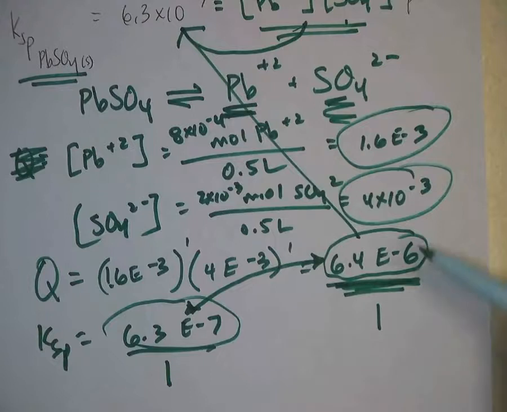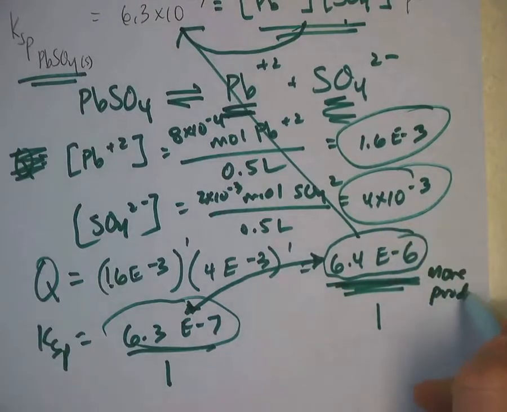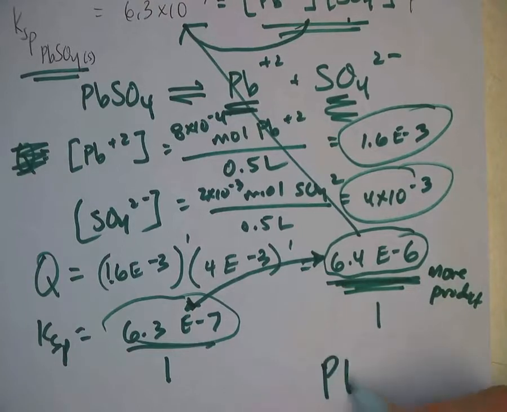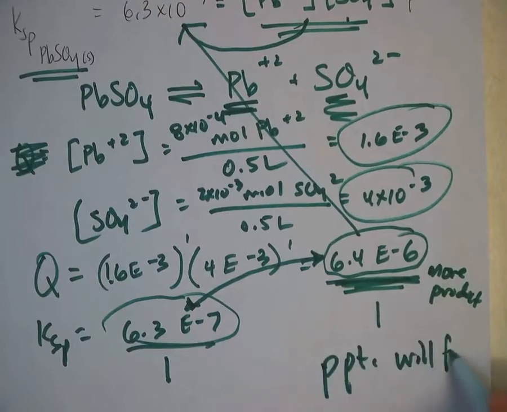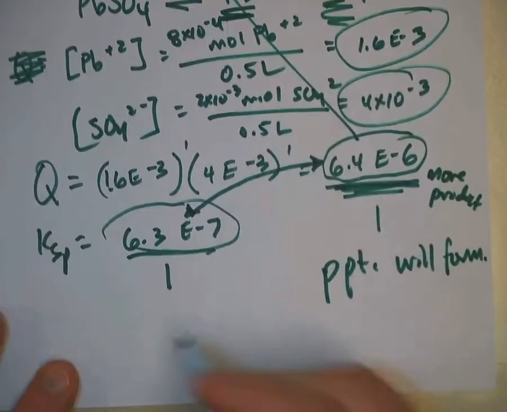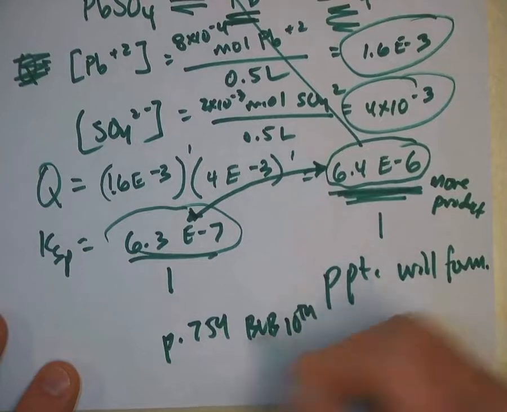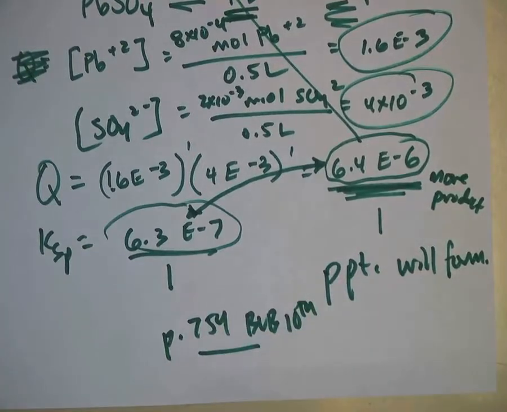Well, you might have to think about this a little bit, but something times 10 to the negative 6th is larger than the Ksp, which means I have more of the product than I would in Ksp. Since I have more of the product, obviously I'll have more ions than needed to reach Ksp, so a precipitate will form. If you don't like my explanation and you'd like to see more on this exact problem, check out page 754 in Brown-LeMay-Bursten's 10th edition text, and you can see that exact problem worked.